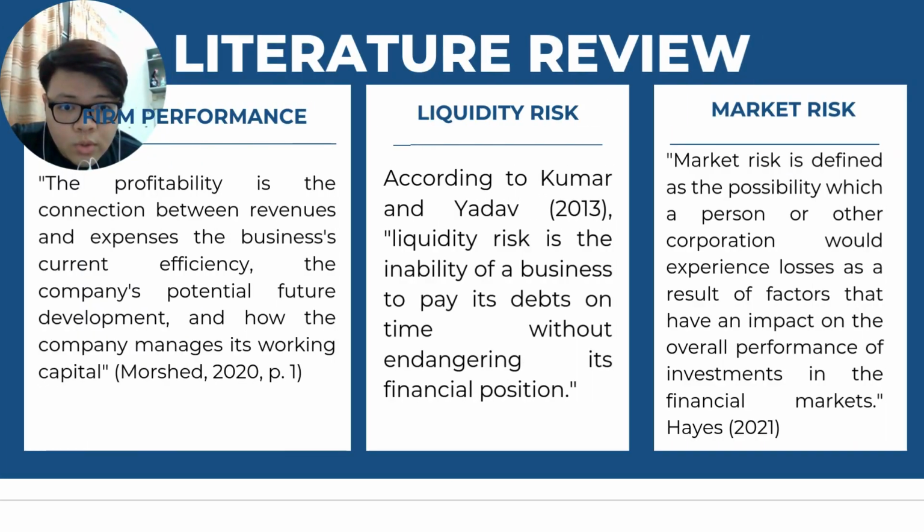For the literature review, it has three parts. The first one is firm performance. Profitability is the connection between revenue and expenses of the business, current efficiency, the company's potential future development, and how the company manages its working capital, by Moshe 2020. For the liquidity risk, according to Kumar and Yadav 2013, liquidity risk is the inability of a business to pay its debt on time without endangering its financial position.